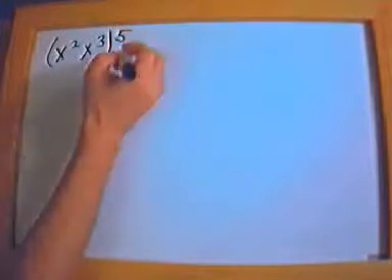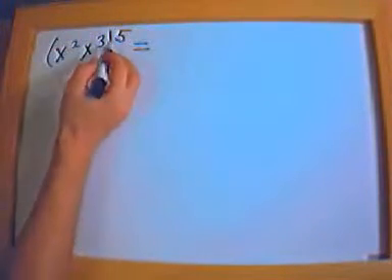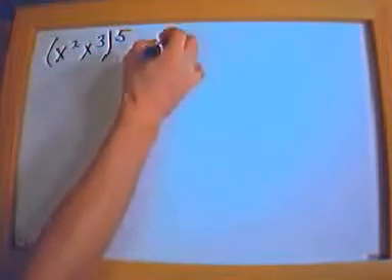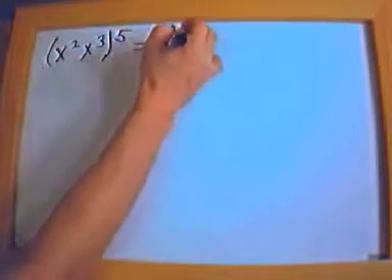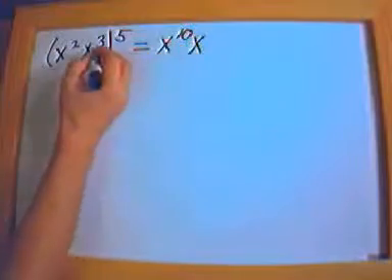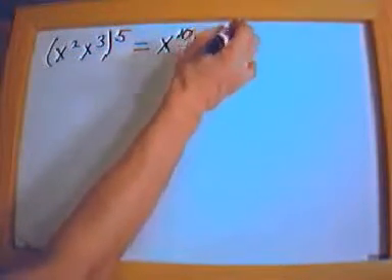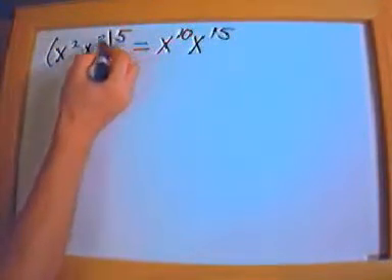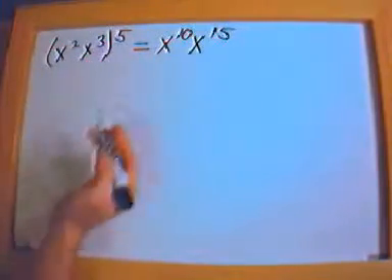Actually, there's a number of ways you could do this problem. I'm going to show you a couple different ways. Let's do it the way I just told you. The first one is going to be x to the 2 times 5, which is 10, times x to the 3 times 5, which is 15. Here we've distributed the 5 into the exponents. 5 times 2 is 10, 5 times 3 is 15.